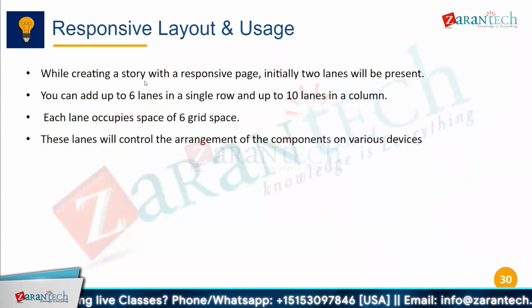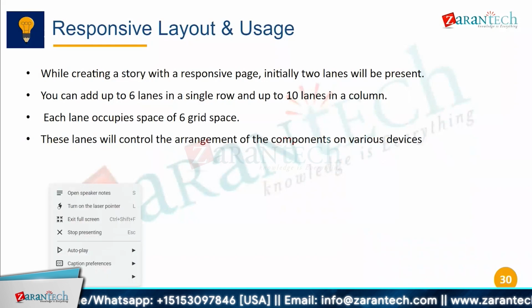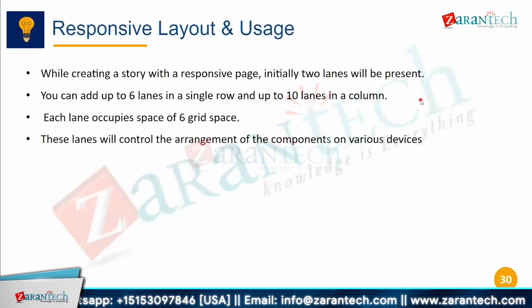So if you see in your story, while you are creating a blank responsive page, you will have by default 2 lanes. In those 2 lanes, you can add a number of widgets. You can also add up to 6 lanes in a single row. So in a single row, you can add 6 lanes, and in a single column, you can add 10 lanes. Each lane occupies space of 6 grid space.